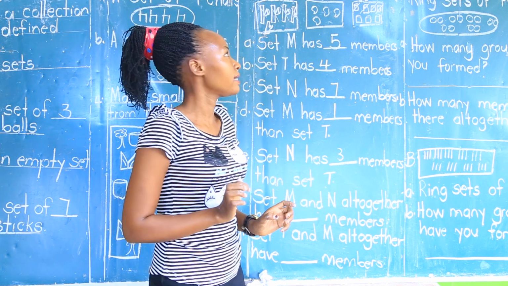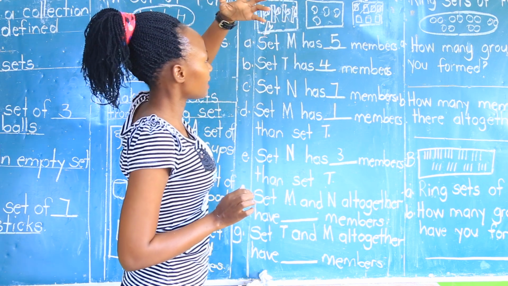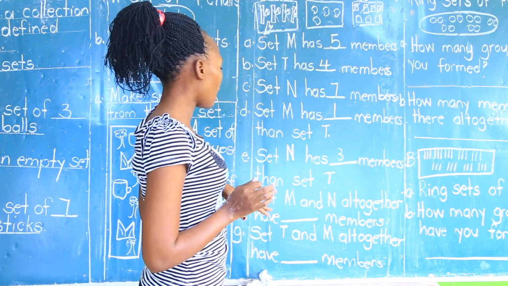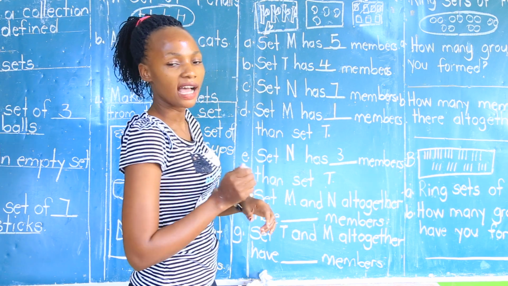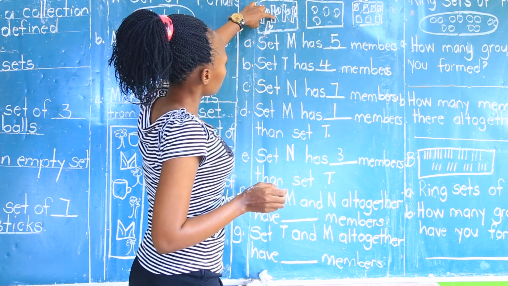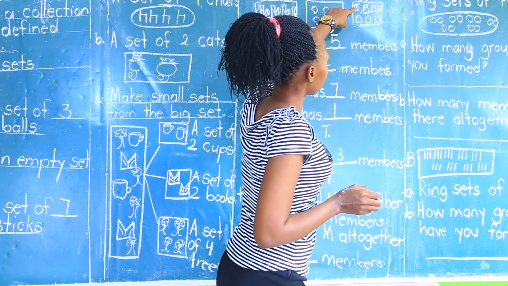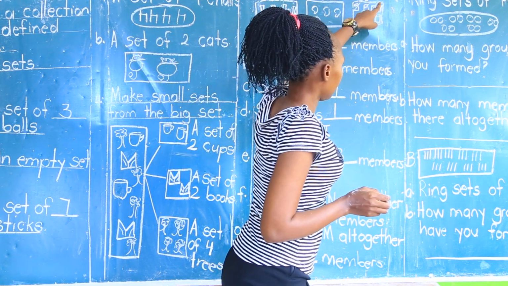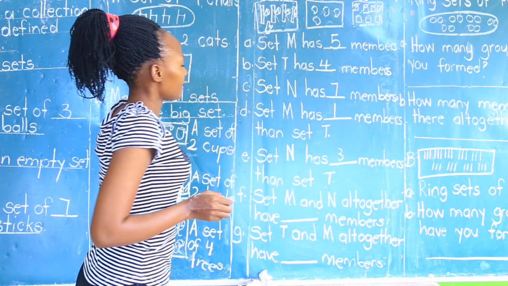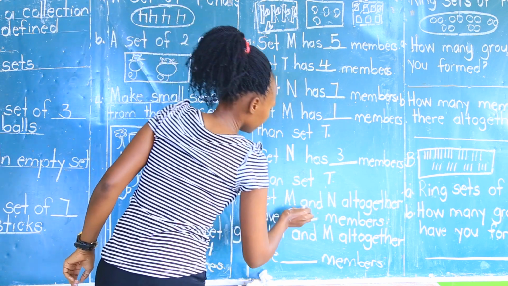Now we are counting the members. When I look at this set, we have 5. That is set N. Set N, we have 7. Now, we are going to put them together. And when we talk about all together, we mean we are going to add them. Now let's put them together. 1, 2, 3, 4, 5, 6, 7, 8, 9, 10, 11, 12. Now, set M and N all together have 12 members.